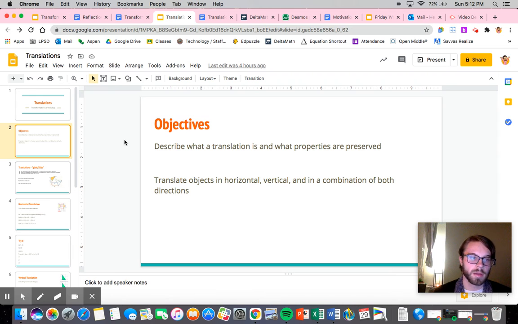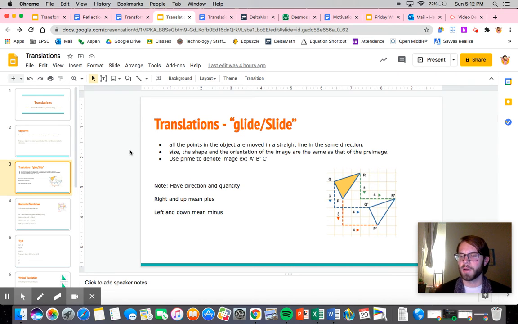Okay. So I've heard it written as a glide or as a slide, but ultimately your translation is a slide. And so all you're doing is you're shifting everything somewhere else. So all points in the object are moved in a straight line in the same direction. It can be just a horizontal direction, so just left and right. It can be just vertical, so just up and down, or it can be a combination of the two, which gives you a diagonal movement. The size, the shape, and orientation are all the same.